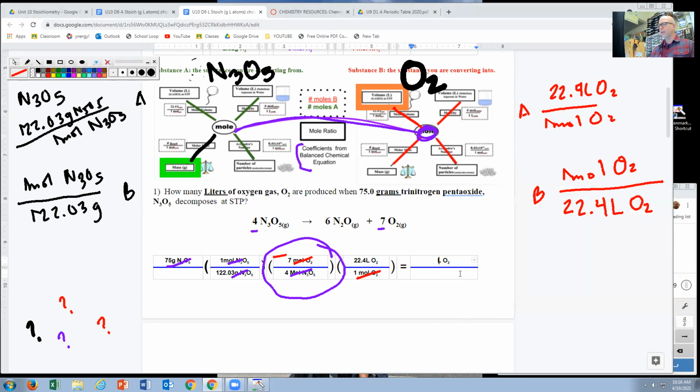So let's put it in, 24.09. Ladies and gentlemen, this is our answer. Oops, it should be in orange. This is going to be our final answer right there, 24.09.